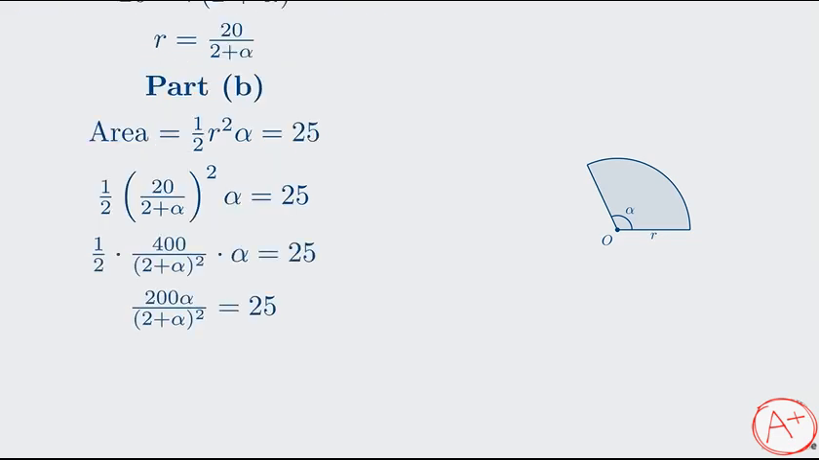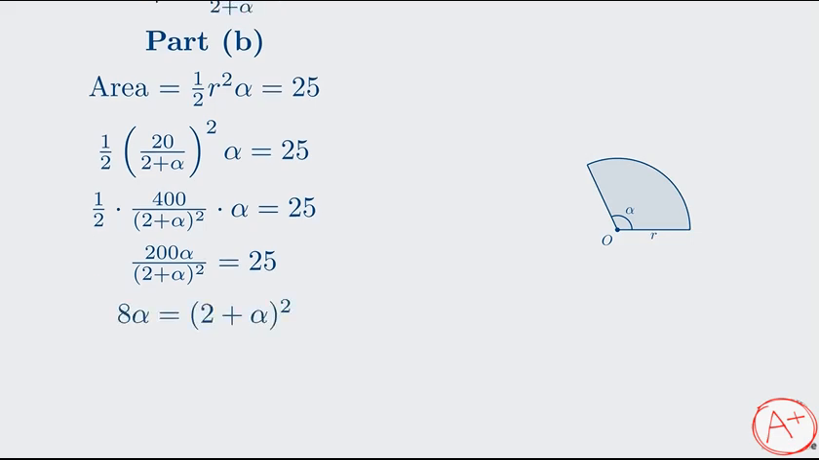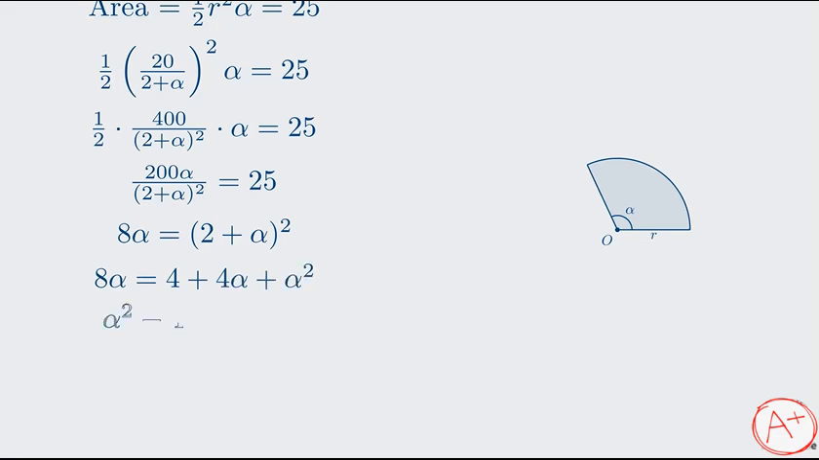20 squared is 400. Half of 400 is 200. So we have 200 alpha over 2 plus alpha squared equals 25. Divide both sides by 25 to make the number smaller. 200 divided by 25 is 8. Expand the quadratic on the right and rearrange everything to one side.